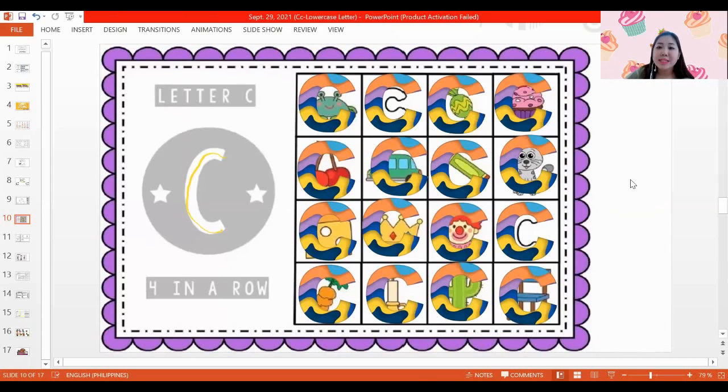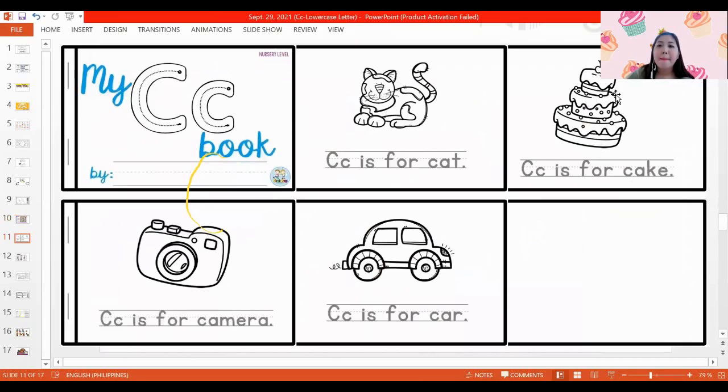Good. Now let's proceed to our C book. My C book. You have to get your markers so you can trace your capital and your lowercase letter C, and also try to write your name. You also have to trace the sentence below, and after you're done tracing, you also have to color your picture. Okay? So you can pause the video now so you can finish coloring and tracing.